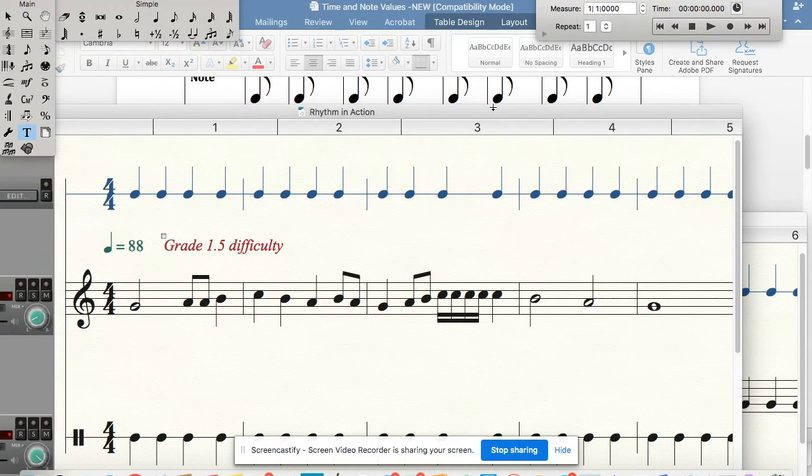Let's look at some rhythm in action. This one right here, this is 1, 2, 3, 4, 5 measures. It's only about a grade 1.5 difficulty. You've got 16th notes in here, you've got 8th notes, you've got half notes, whole notes, and quarter notes. So take 30 seconds.